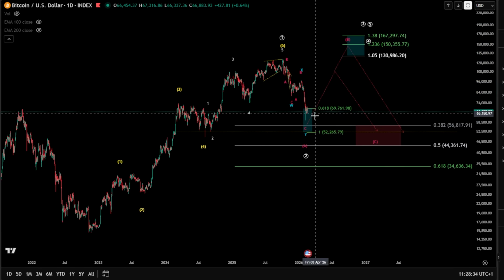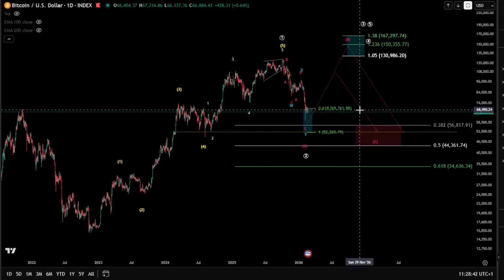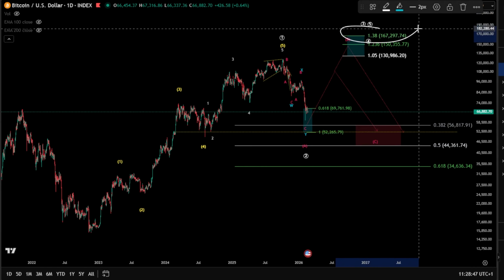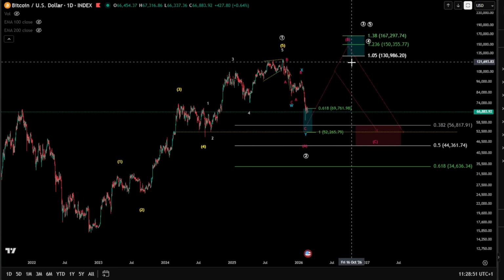So we'll see, of course. We're going to catch what's going to be the move over there. Is it going to be 3 waves or is it going to be an impulse already? And from there, we're going to realize if we're going to push above the 1.38 fib level here, 168k, or not.